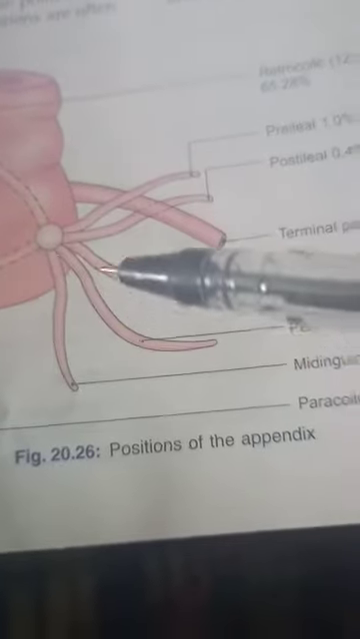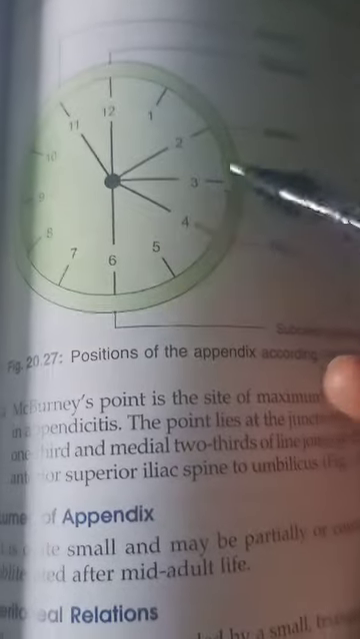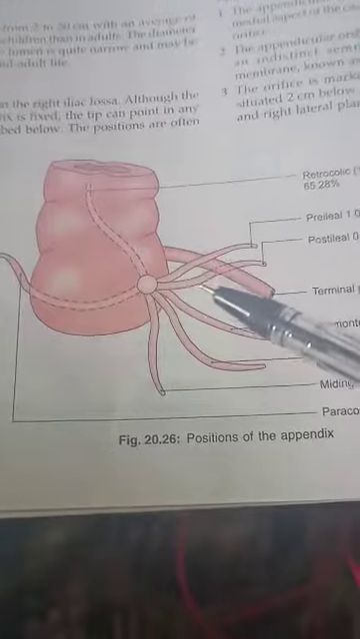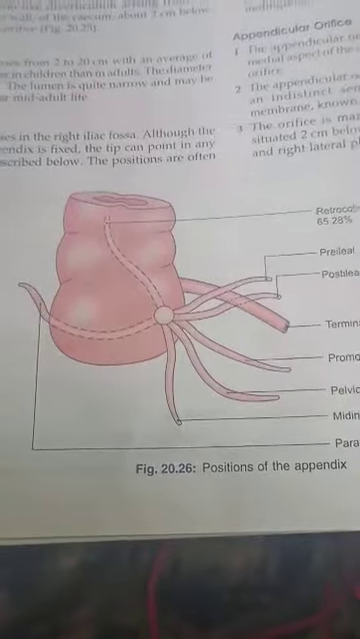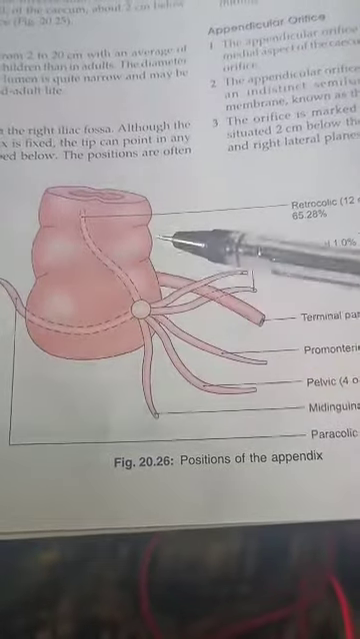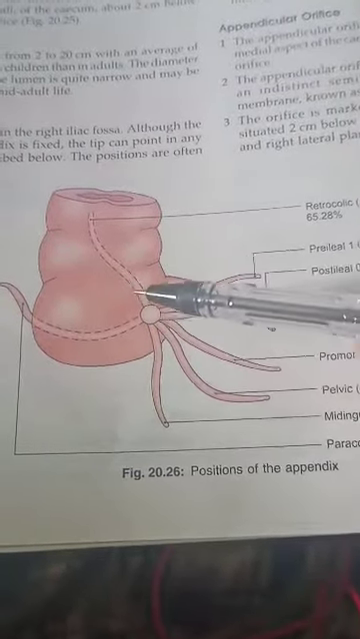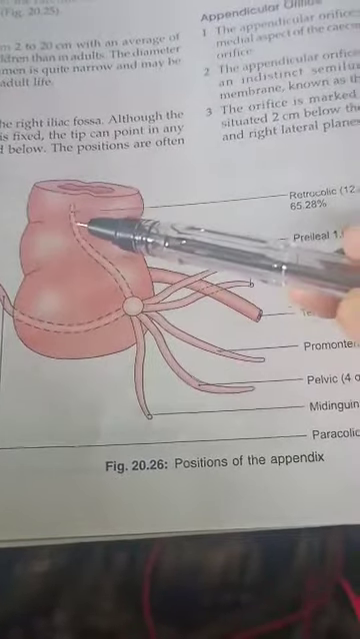We can divide the appendix into different types according to the position, using the timings of a clock. So we are telling the position according to the clock. Usually the tip of the appendix can be seen in a 12 o'clock position, that is behind the cecum. Behind the back of the cecum it is directed upward in a 12 o'clock position. This is the most common position of the appendix.